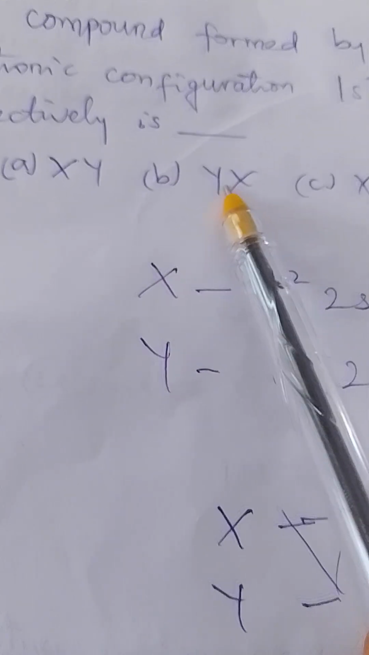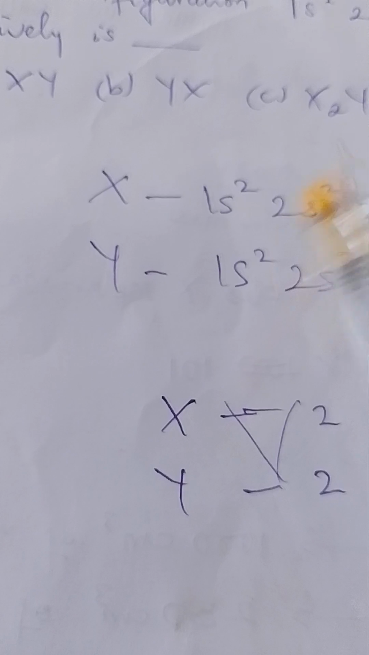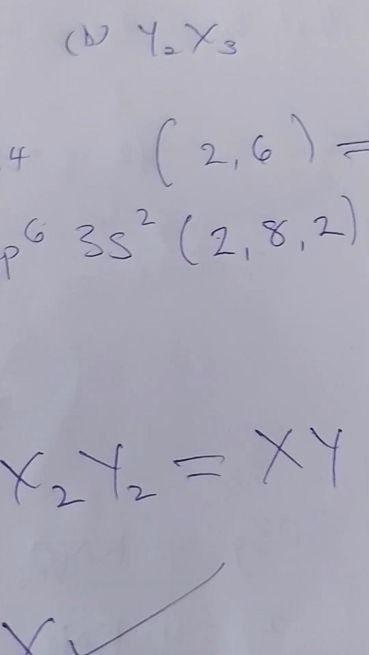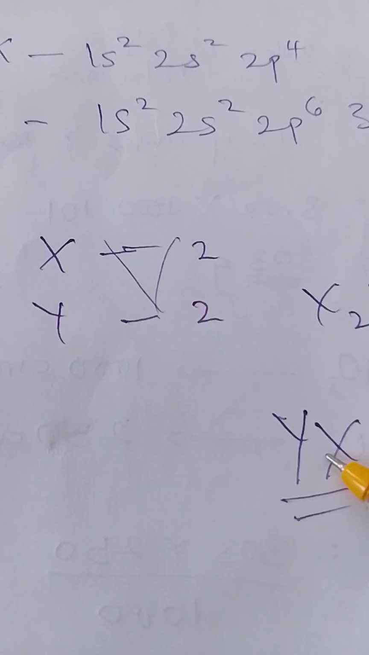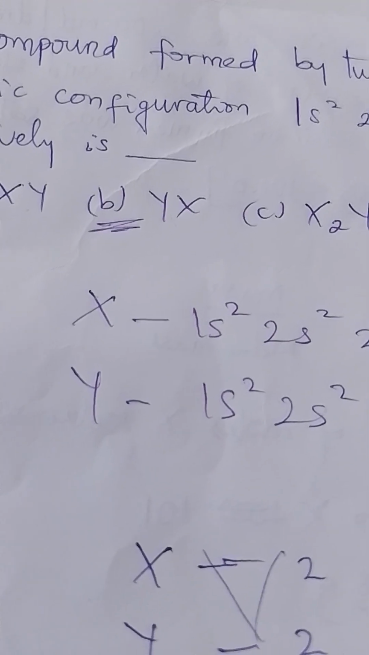YX, not X2. Because from what we have solved, you know that D is not correct, C is not correct. So you'll be thinking either A or B. But if you use this method, because your X is coming first, you may jump to thinking that the correct answer is XY. But if you get the rules of having metals and non-metals and how they bond, you will see that the correct answer is B, which is YX.